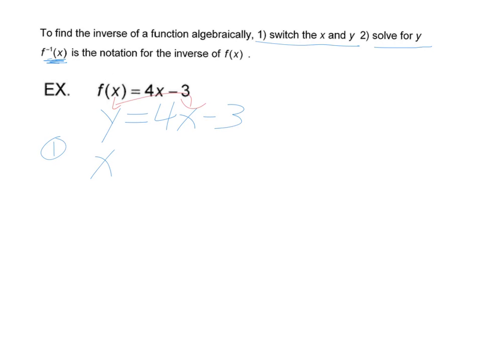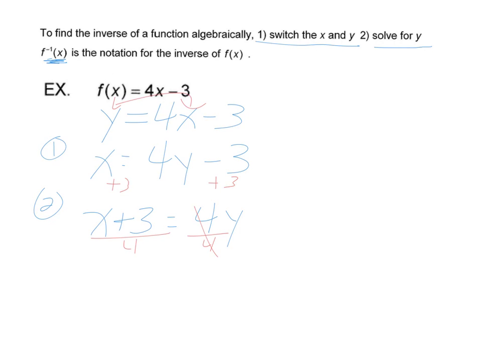Now, step 1, switch the x and the y. So we have x equals 4y minus 3. Step 2 is to get the y by itself. So let's add 3 to both sides. x plus 3 equals 4y. And now divide by 4. So x plus 3 all over 4 equals y. Now that the y is by itself, we have found the inverse.